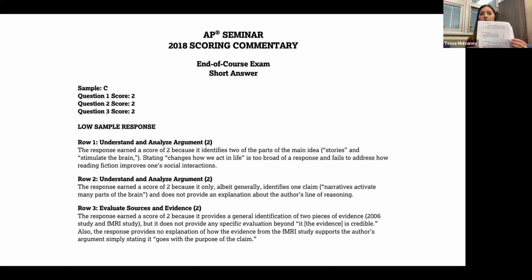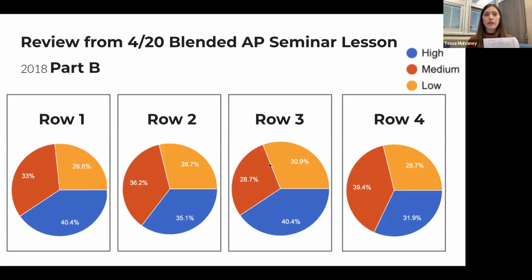You've read through the student responses and you've read through the College Board's commentary. Okay, what we're going to do next is same thing for part B. Okay, so part B, we have a spread as well of student responses. So this is again from the 2018 exam.